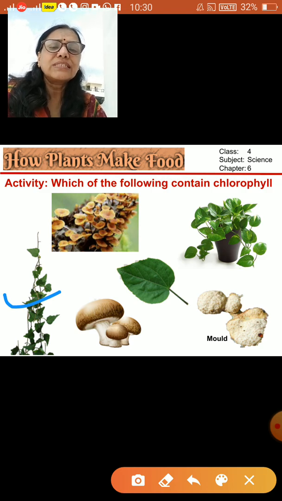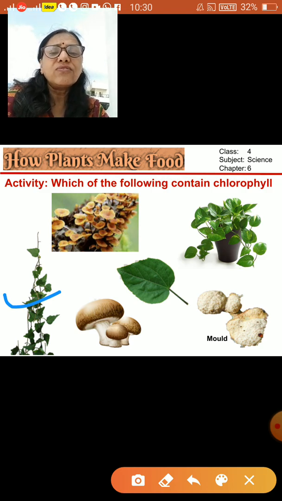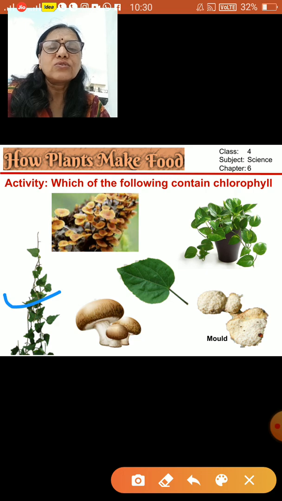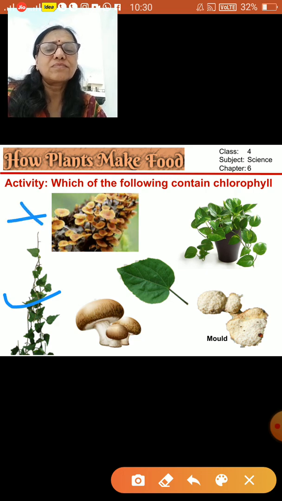Another one you can see is of yellow flowers. Okay, it is all full yellow. It does not have chlorophyll. So I'll mark it cross.